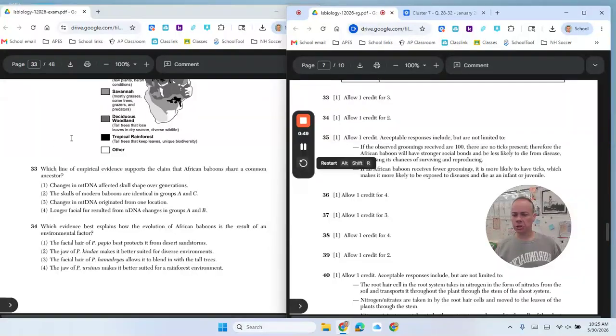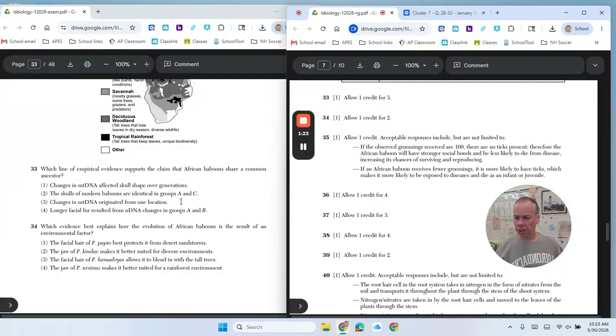Then we get to question 33. Which line of evidence supports the claim that African baboons share a common ancestor? If we look at the choices, number 1, changes in the DNA affect the skull shape over generations. That's not a wrong statement, but that doesn't give us evidence about how they share common ancestry. Number 2, skulls of modern baboons are identical in groups A and C. Okay, that doesn't give us information about the common ancestor of these African baboons.